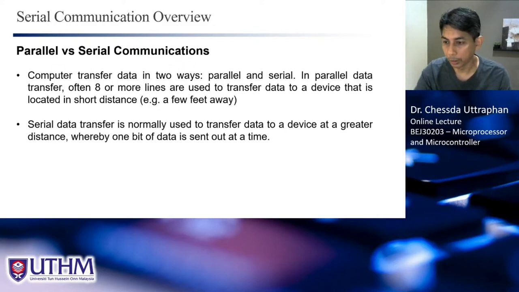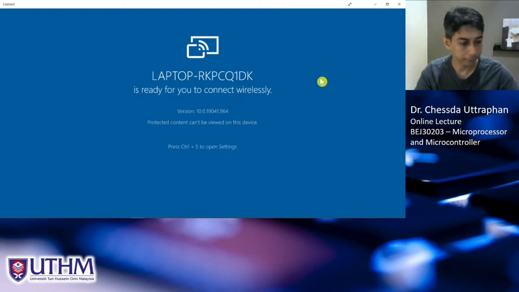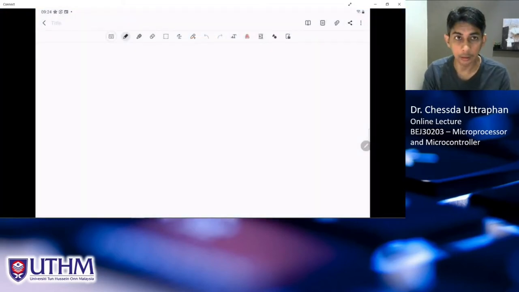So for example, when we want to connect our microcontroller to other electronic devices, if we want to send data or read data from another electronic device, we use the parallel communication. To understand these two communication methods or techniques, let us look at the way we do the communication between the microcontroller and other peripherals.